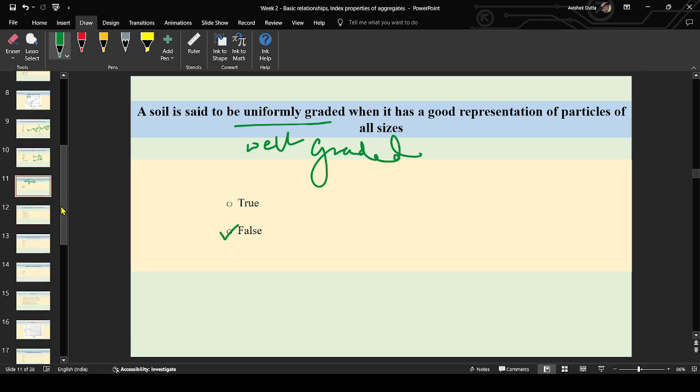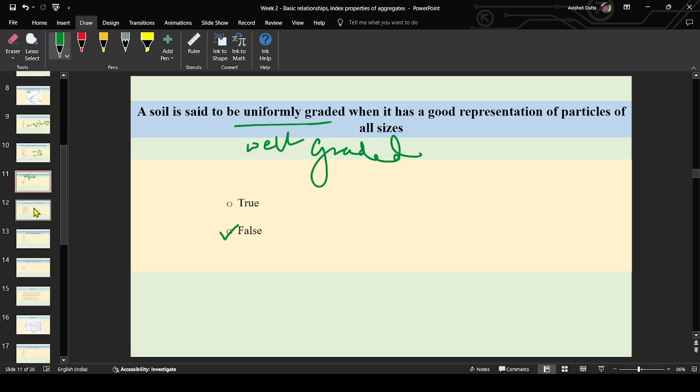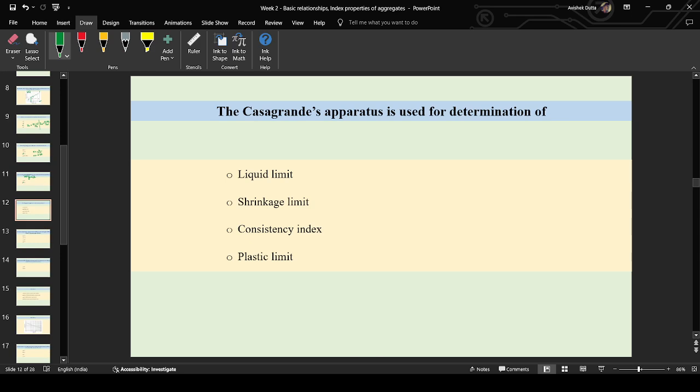Next question: the Casagrande apparatus is used for the liquid limit test. Yes. Next question.